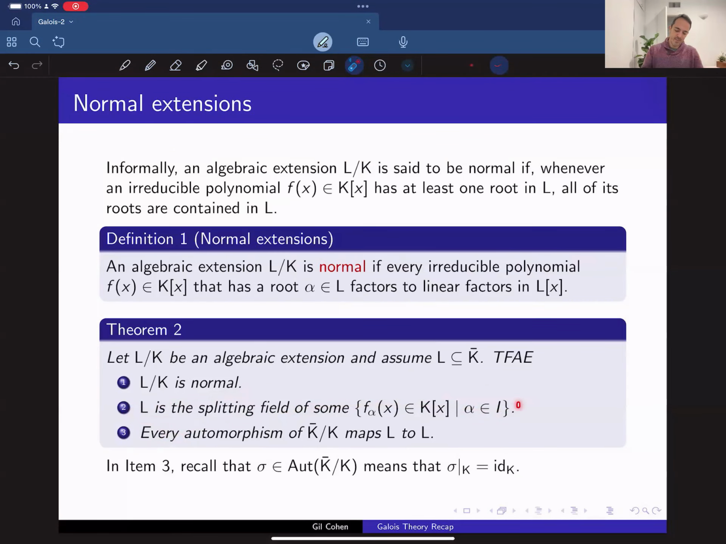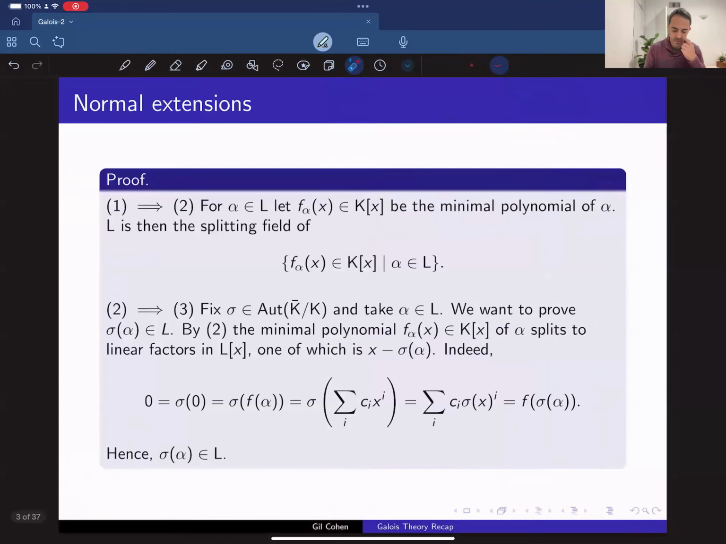Good. Now let's move on to implication 3. So now I'm assuming that L is a splitting field of some set of polynomials, and I want to take an automorphism and an element in L, and show that the automorphism sends that element also to L. So you fix an automorphism sigma of K bar over K, and you fix alpha in L, and at the end of the day, you want to prove that sigma of alpha is also contained in L.